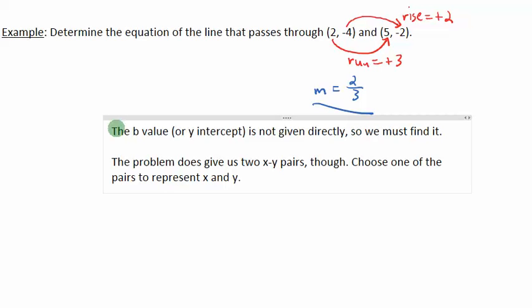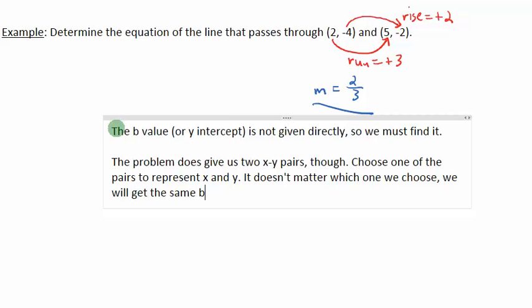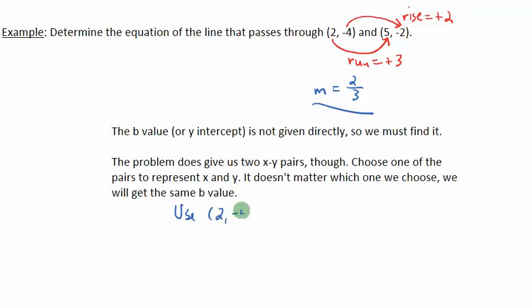So it doesn't matter which one we choose. We will get the same b value because both of these points are on the same line. So the b value is constant. It doesn't change. So let's use (2, -4). It's the first one. Let's use that. So x is 2, y is -4, and m is 2/3.